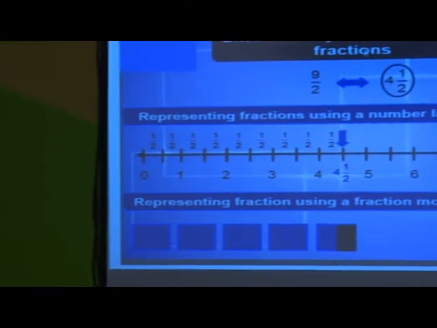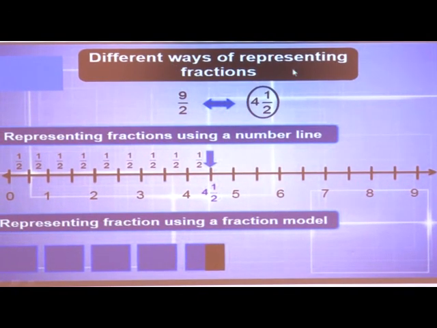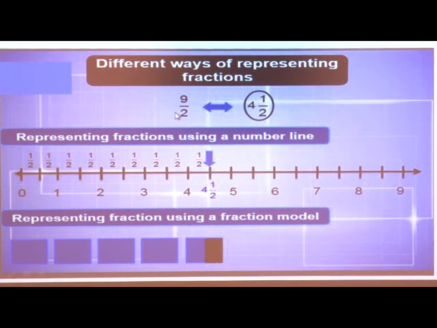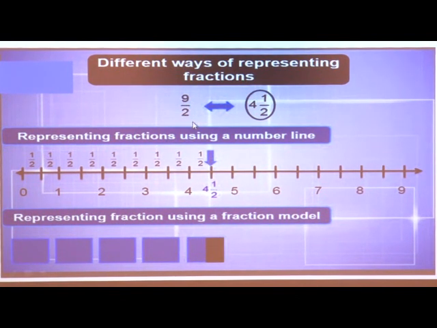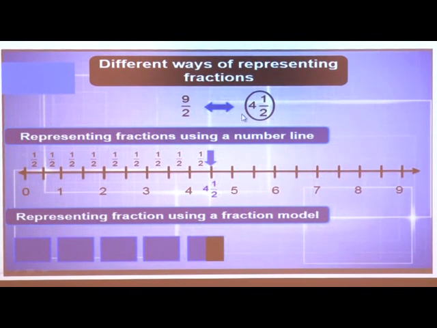One by one we will see the different ways to represent a fraction. You know now what 9 upon 2 is. 9 is in the numerator and 2 is in the denominator, or it is written as a mixed fraction, 4 whole 1 upon 2. How to represent this fraction using a number line? 9 upon 2 is in the form of a fraction.